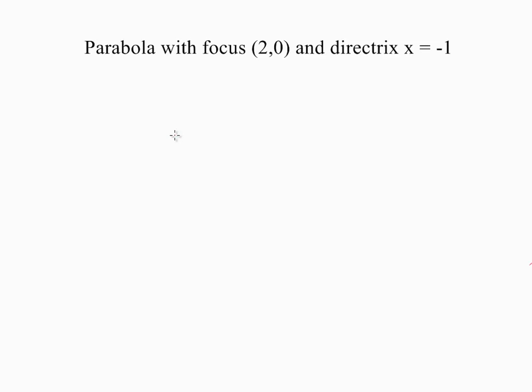Okay, this is part 3 of the parabola video. When we're dealing with parabolas, we're going to do it in a reverse way. Instead of giving you the equation, we're going to give you some characteristics about it, and you're going to have to go backwards and write the equation and graph it. So the first thing we need to do is see what we're given.